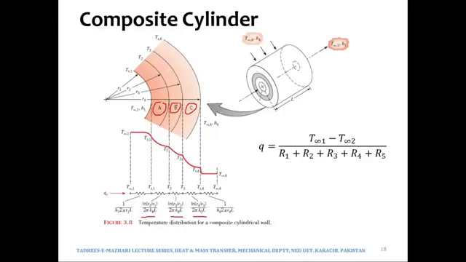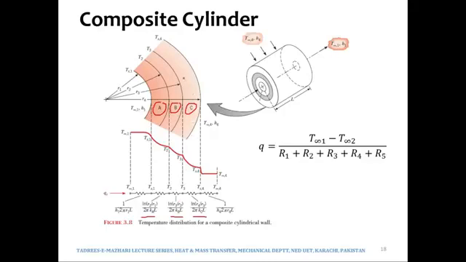Now in case of B, what is the outer radius? Outer radius is R3, and what is the inner radius? Inner radius is R2. So log of outer radius over inner radius would be log of R3 over R2, divided by 2 pi kL, where k would be the conductivity of B.